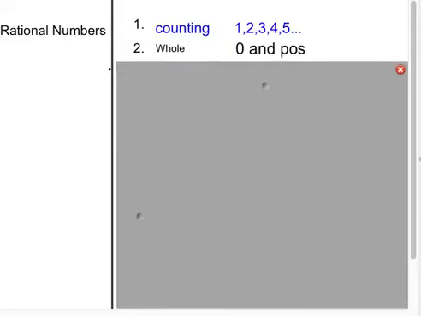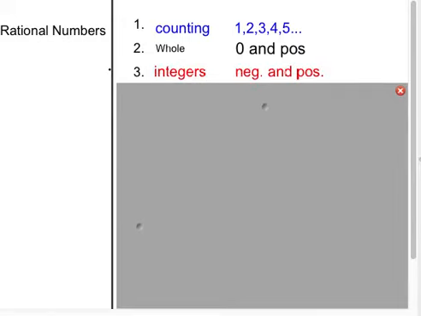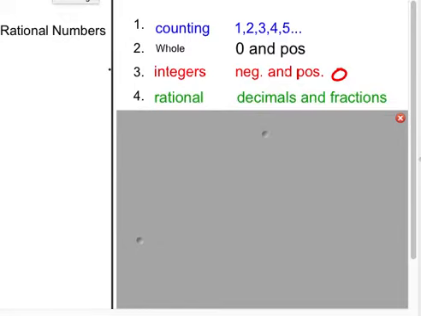Second are called whole numbers. This is where the 0 comes in. So when you have 0 and all of those counting numbers, sometimes called natural numbers, then you have whole numbers. The third kind are integers. This is where you add the negative, the positive, and the 0. And lastly, then you have rational numbers. Those are your decimals and fractions.